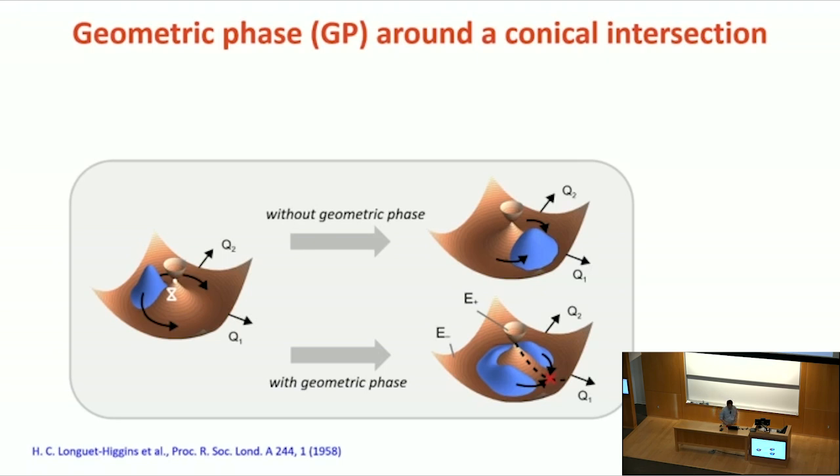Right? And this is the kind of thing that chemists really care about. They want to predict the outcome and the branching ratio when a molecule goes through chemical reactions.